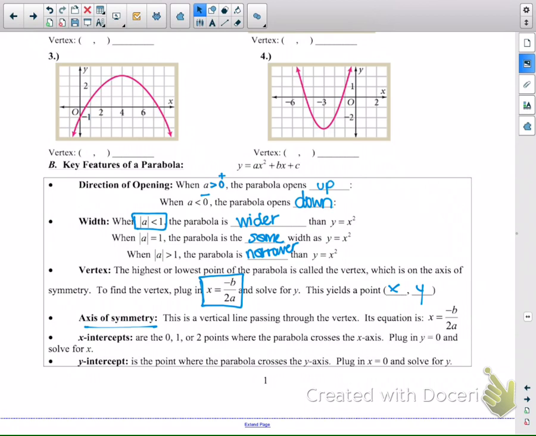And then your x-intercepts, you can get 0, 1, or 2, where the parabola crosses the x-axis. The y-intercept is where the parabola crosses the y-axis. This is your c value, always.